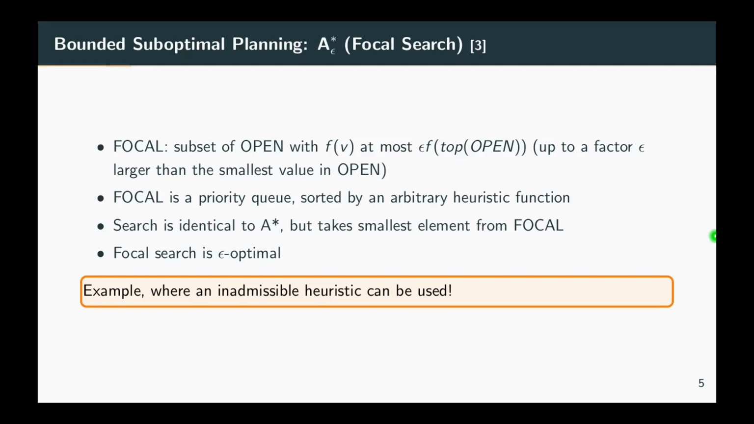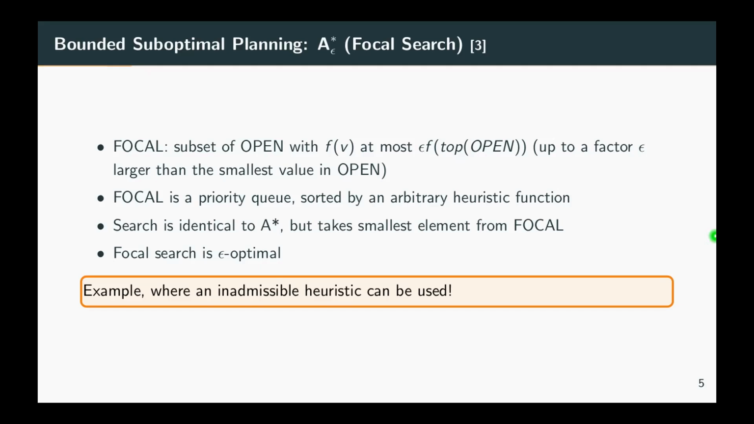So the question is, can we also run a bounded suboptimal planning algorithm if we only want to rely on any kind of inadmissible heuristic? And then we don't have to think about these theoretical proofs of admissibility when we define this. And that is possible with an algorithm that is commonly known as focal search, and sometimes in short also A star epsilon.